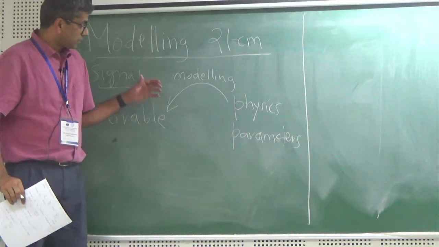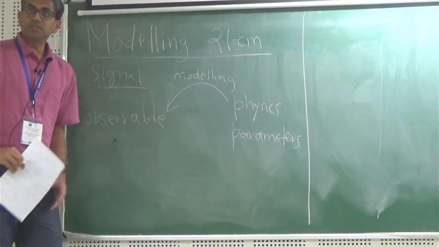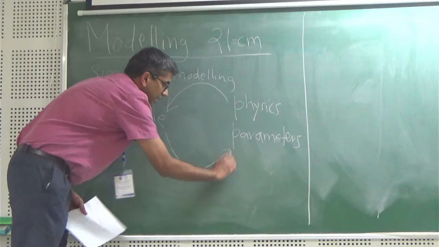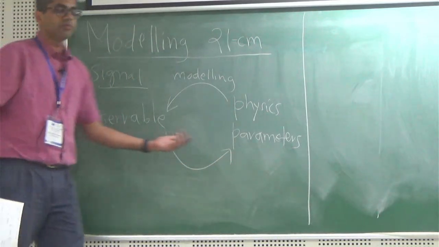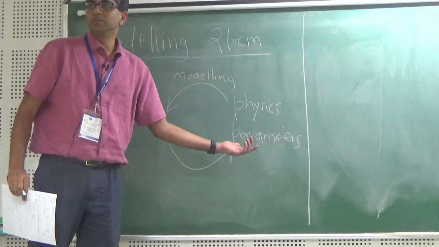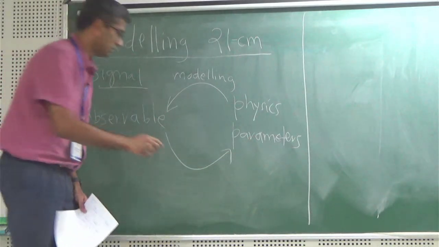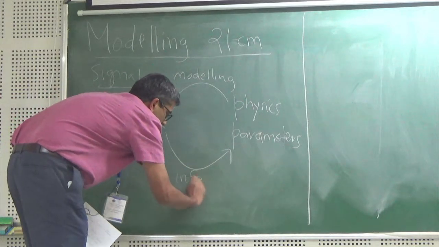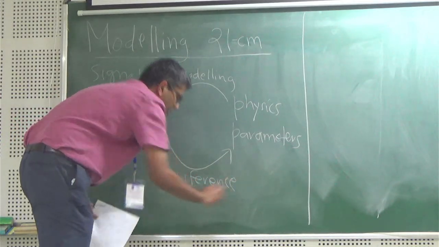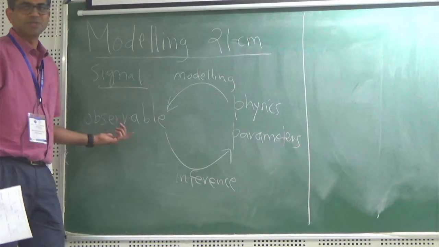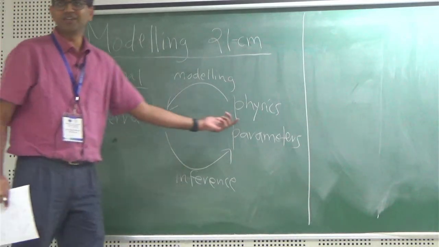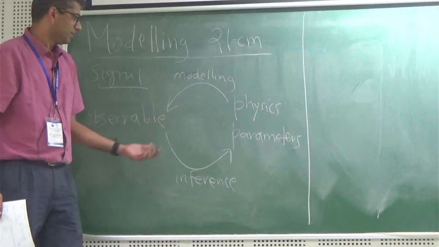There is a sort of opposite arrow as well in this diagram, where we have an observable and we try to find out the values of the physics parameters that correspond to that observable. Okay? And this is known as inference, right? So this diagram essentially is what I guess science is about. We do experiments, we measure quantities, and we find the values of various physics parameters.